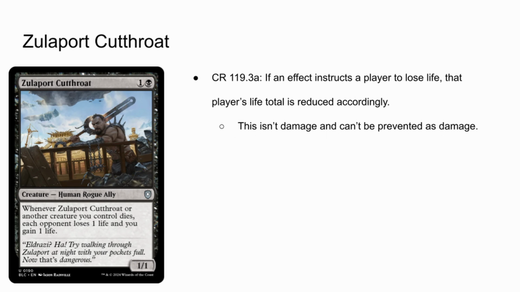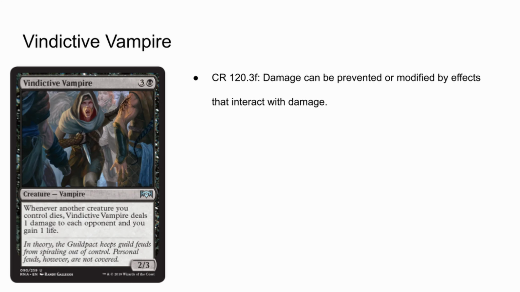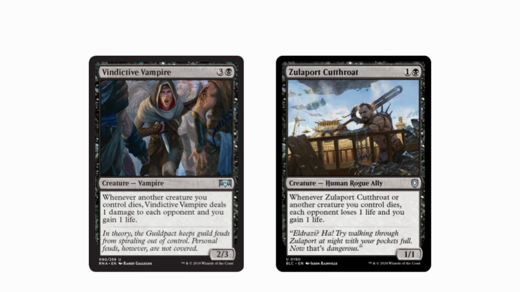Let's look at Zulaport again. When one of your creatures dies, Zulaport Cutthroat makes each opponent lose 1 life, and you gain 1 life. When the trigger resolves, life totals are just reduced by 1. End of story. There's no damaging or targeting involved. Vindictive Vampire deals damage when its triggers resolve. That means it can be stopped by protection, prevention, or redirection effects, and it can also interact with lifelink, deathtouch, or infect if it had them. So while these effects look similar, Zulaport guarantees unavoidable life loss, while Vindictive Vampire deals damage that opens up additional synergies.